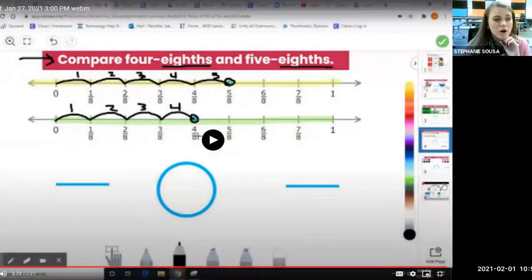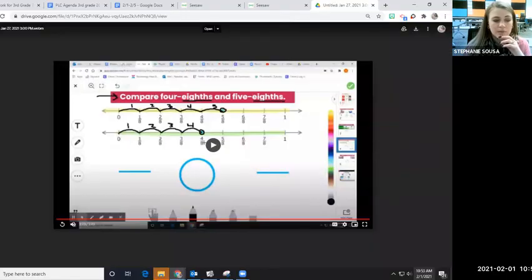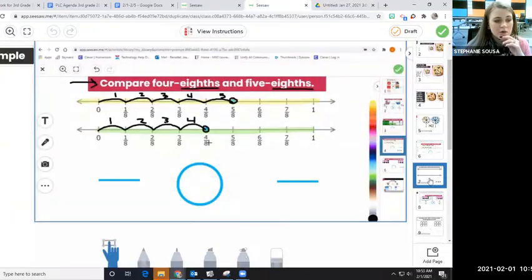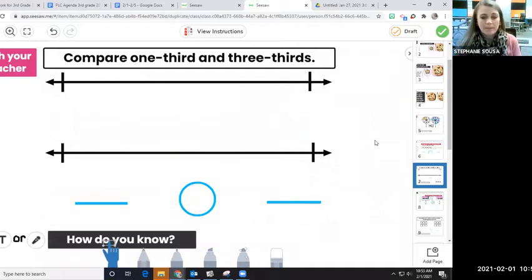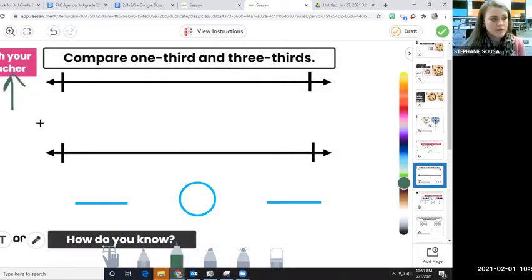Okay, so on our number line, we're going to see which section is longer, which section is closer to the 1 whole, and that's going to be the larger one. Okay, I'm going to ask that you go to slide 7. This again says with your teacher, so you're going to complete this with me, your teacher.